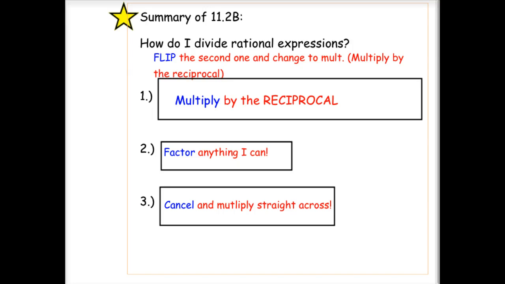Your assignment for section 11.2B is to do the non-circled questions from your packet on page 11.2B.